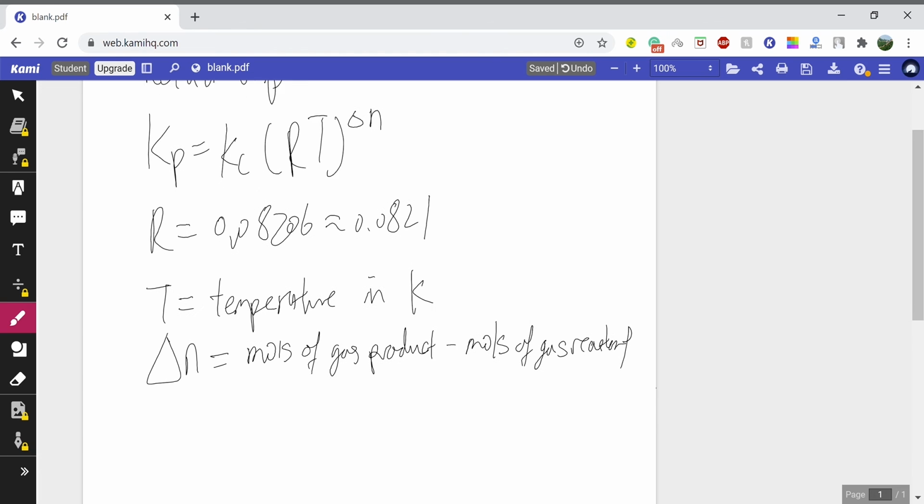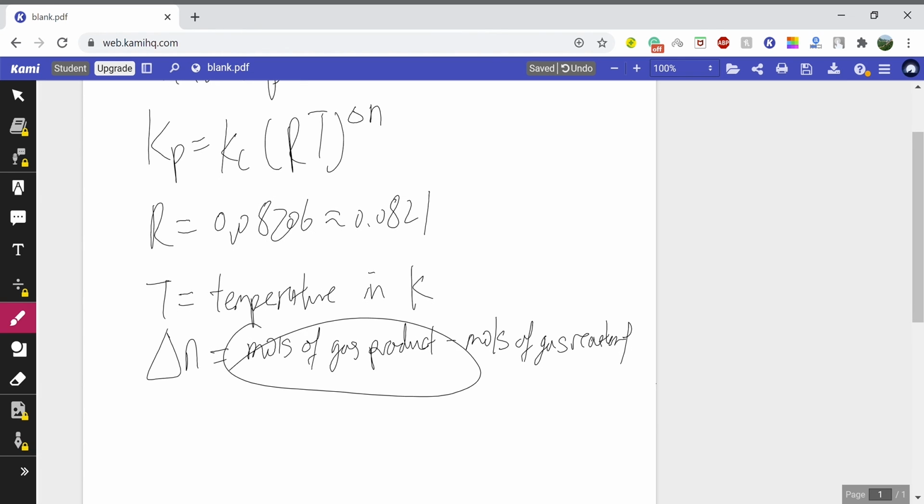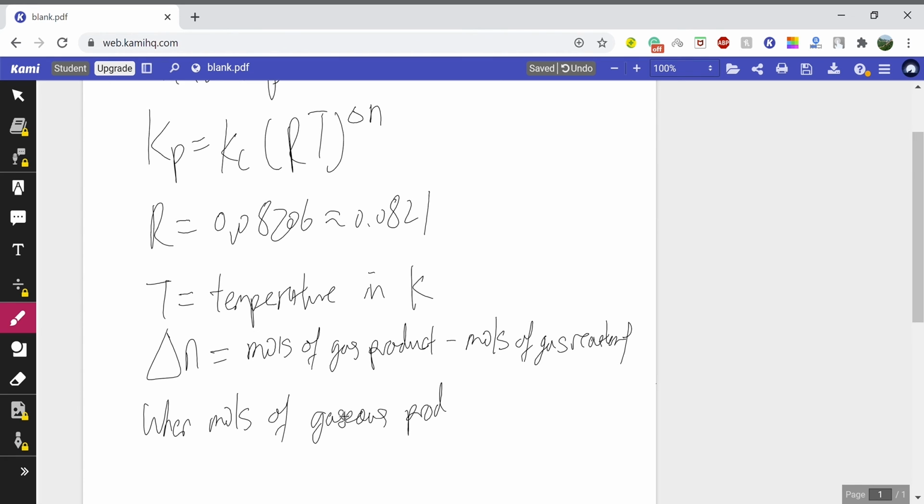Now, if you take a look, if the number of moles of gas product equals the moles of gas reactant, that means change in n will be equal to 0. And anything to the 0th power will be equal to 1. So when moles of gaseous product equal moles of gaseous reactant, Kp equals Kc.